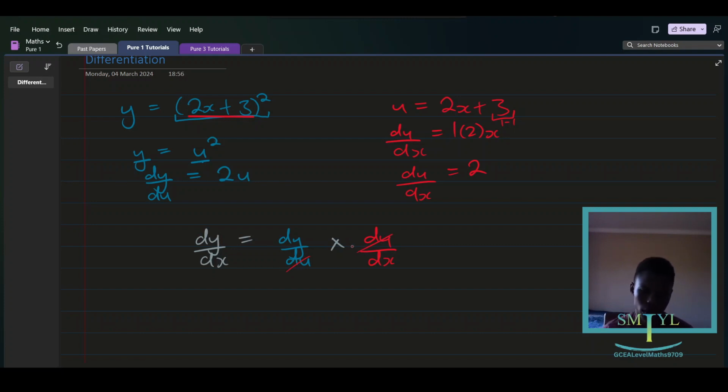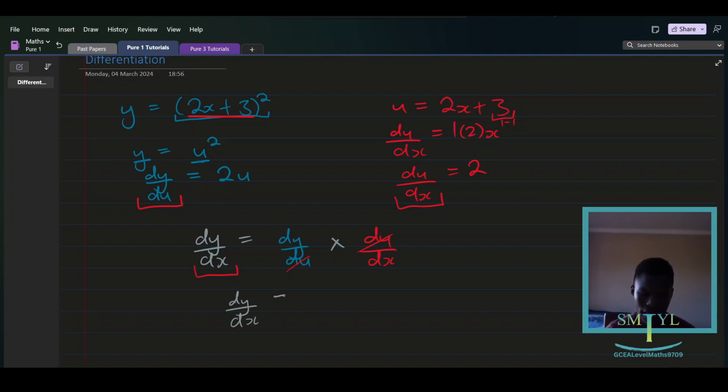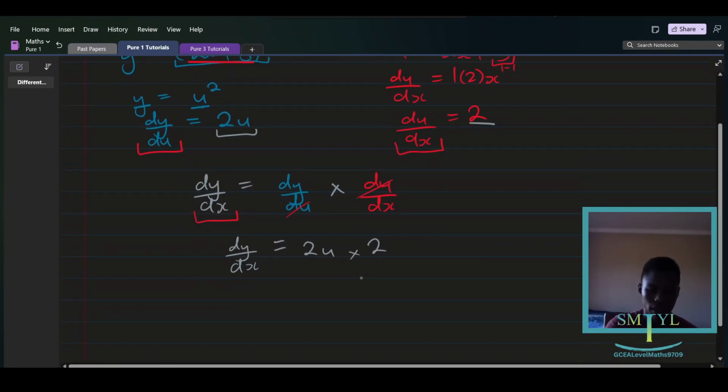So this is then what we call the chain rule. You've multiplied dy/du by du/dx to give you dy/dx. And so what we can simply do now is to say that dy/dx is equal to our dy/du, which is 2u, times our du/dx, which is 2. And so this would simplify to give dy/dx is equal to 4u.